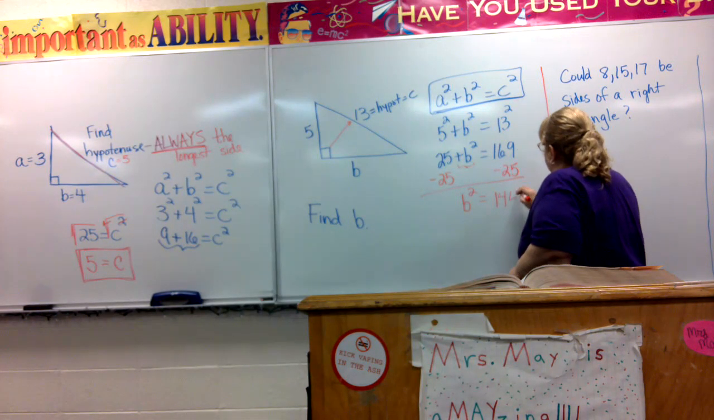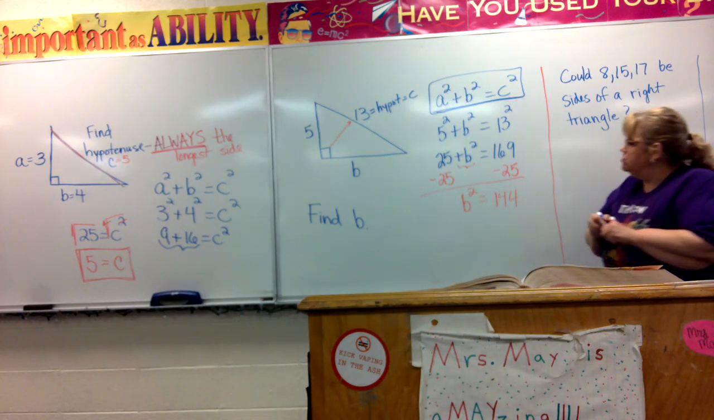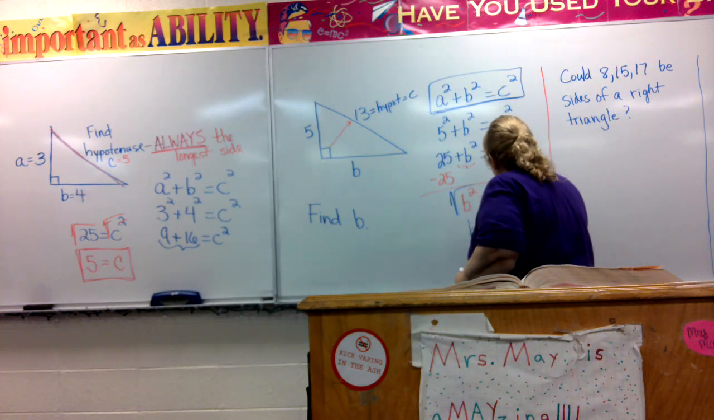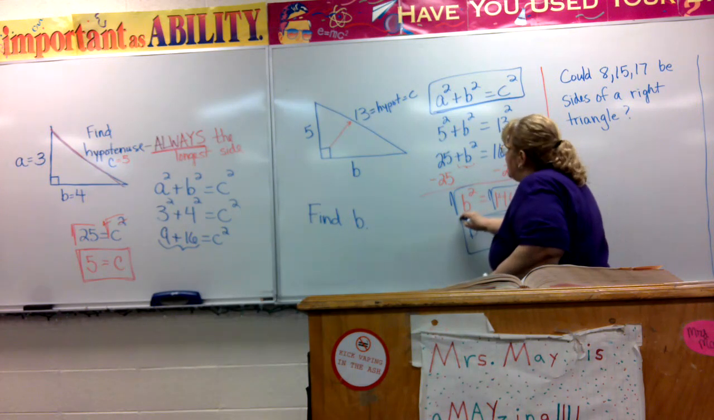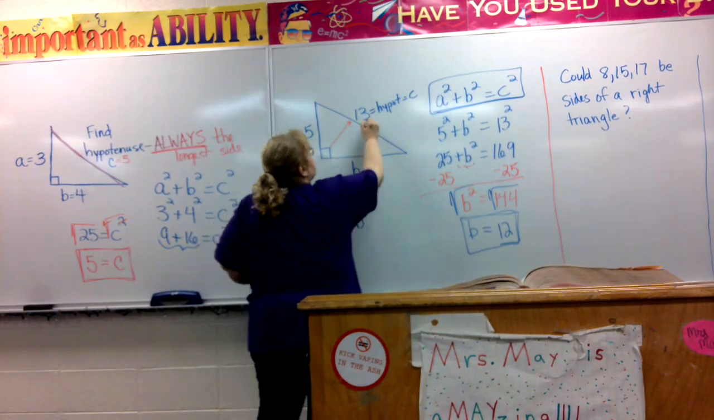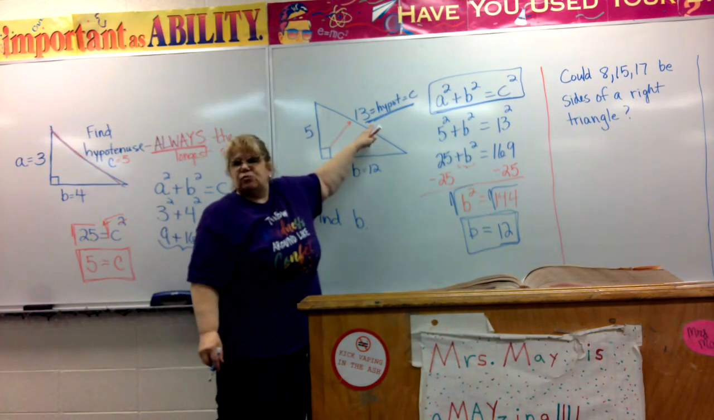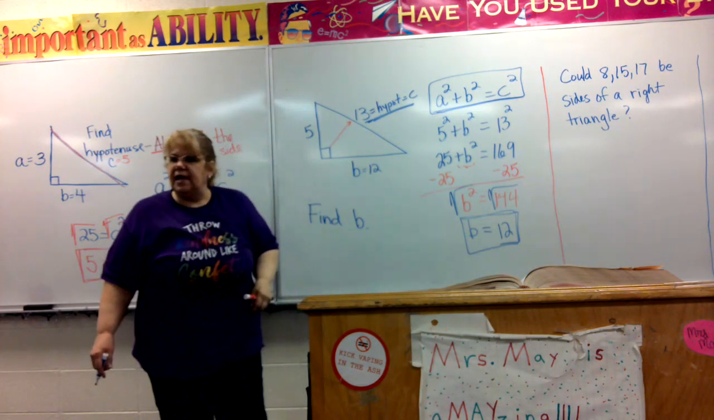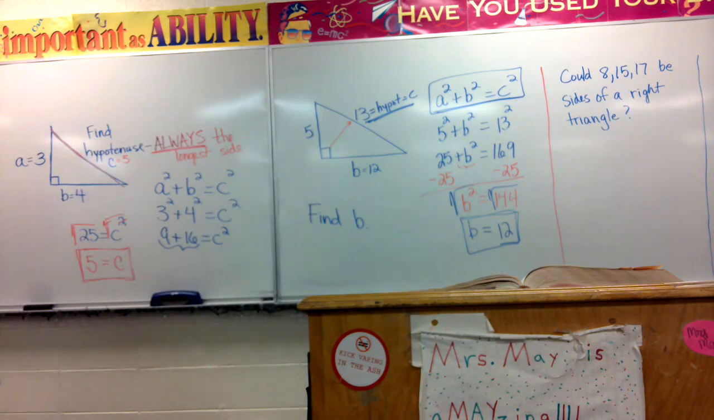144. Oh, how nice. And then how do you get rid of the square again? Square root. And you get b equals 12. Does that answer make sense? Over here, what side's got to be the longest? The hypotenuse. So we know we have to get an answer smaller than 13, right? And we did, so we should be okay. Does that make sense? Do you have questions so far?